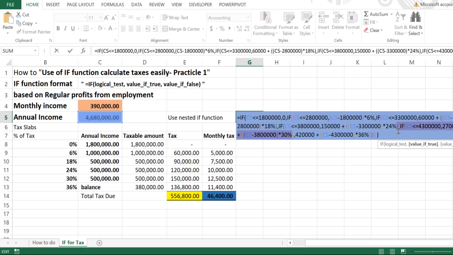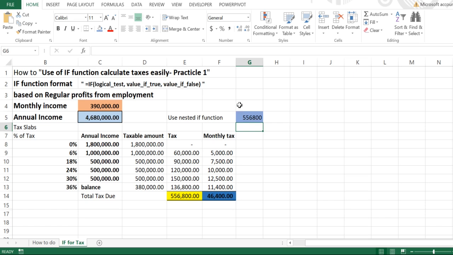And finally, 42,000 plus the difference between C5 and 400,000 into 36% for anything above 400,000. We apply 36% on the balance. Put all these together to create the full nested IF formula. This lets Excel automatically calculate the correct tax based on any income value you enter.